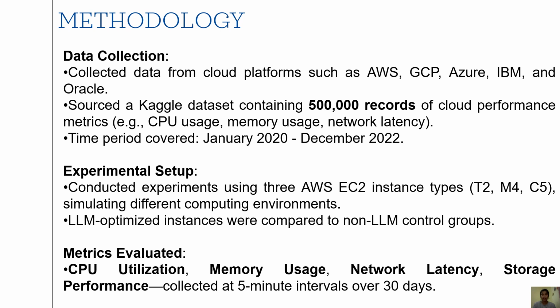LLM optimized instances were compared to non-LLM control groups. The metrics evaluated were CPU utilization, memory usage, network, and storage performance, collected at 5 minute intervals over 30 days. So using these metrics, the performance data was collected every 5 minutes over those 30 days.